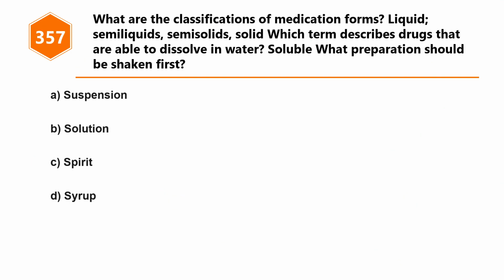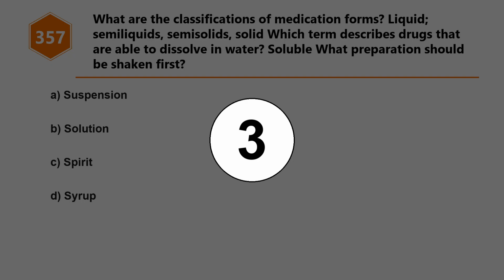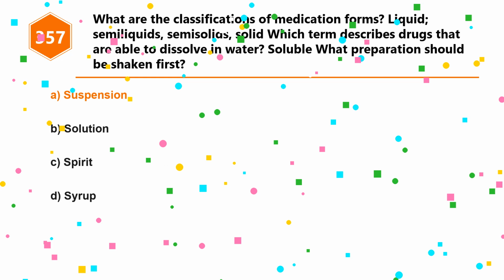Question 357. What are the classifications of medication forms? Liquid, semi-liquid, semi-solid, solid. Which term describes drugs that are able to dissolve in water? Soluble. What preparation should be shaken first? Option A, suspension. Option B, solution. Option C, spirit. Option D, syrup. The correct answer is option A, suspension.